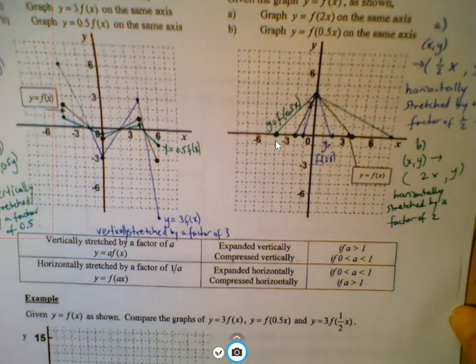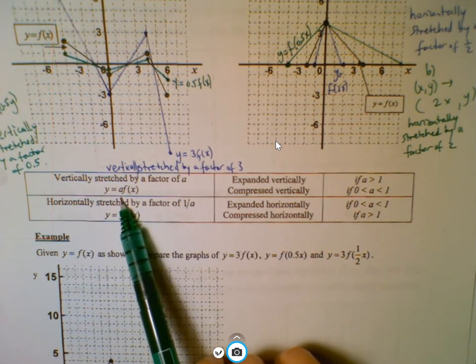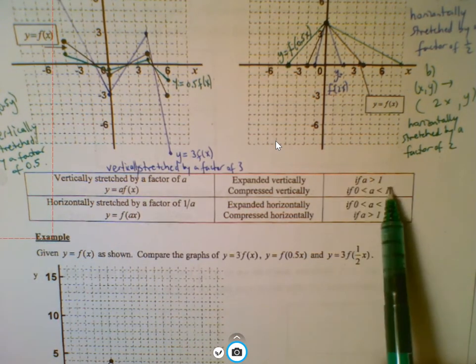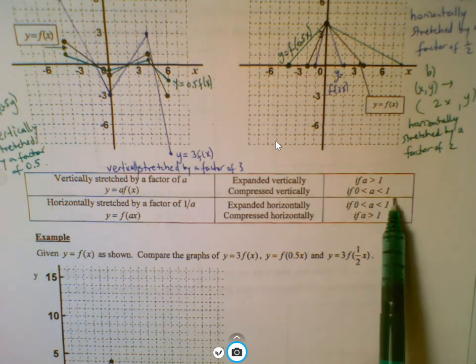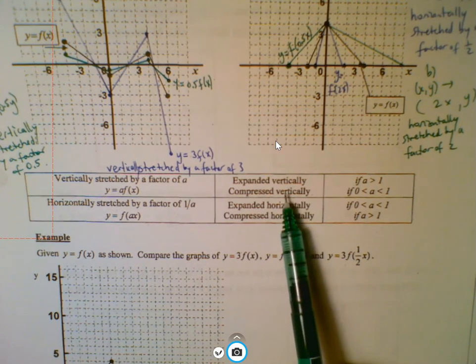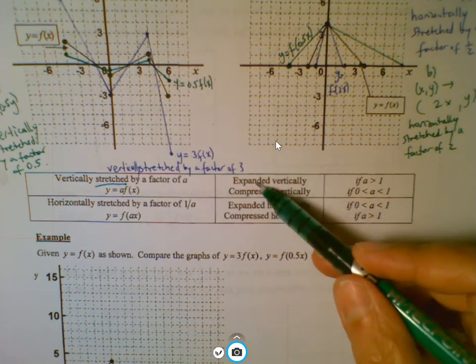Here's a little table that sums it up for you. It says, when the number is in front, it's a vertical stretch, right? That's our a value that we know from before, okay? If that a value is greater than 1, it's expanded vertically. If the a value is between 0 and 1, it's compressed vertically. All right, we're just always going to use the word stretch, but this tells you what it looks like.